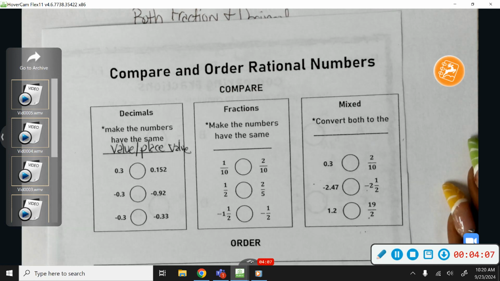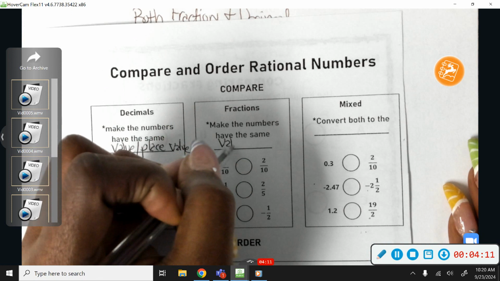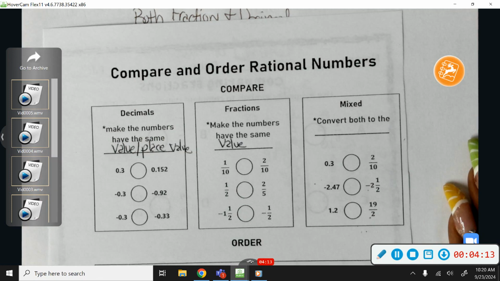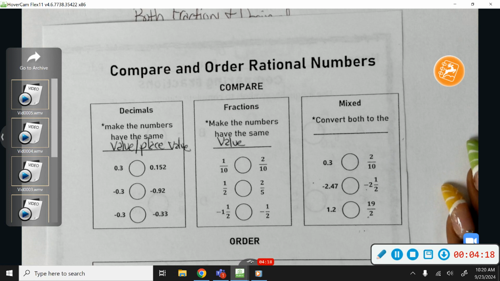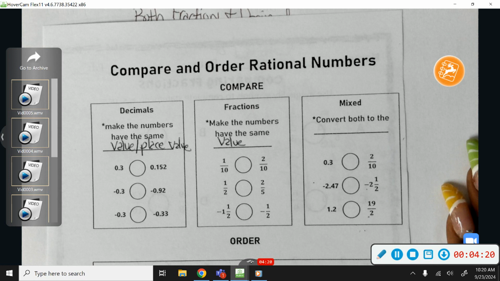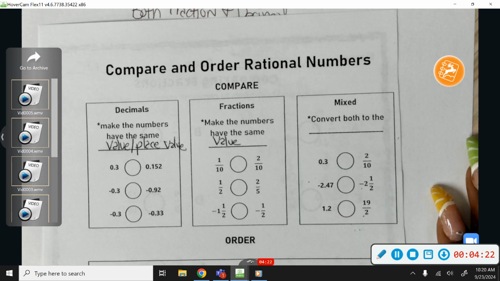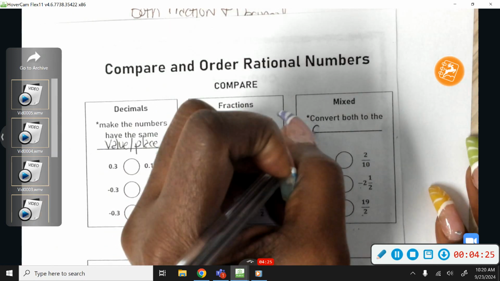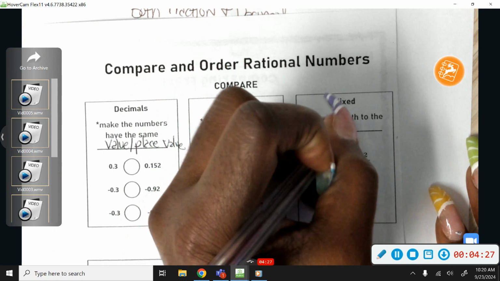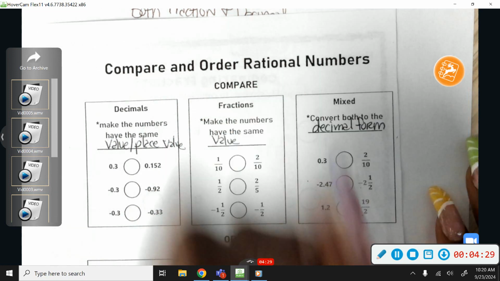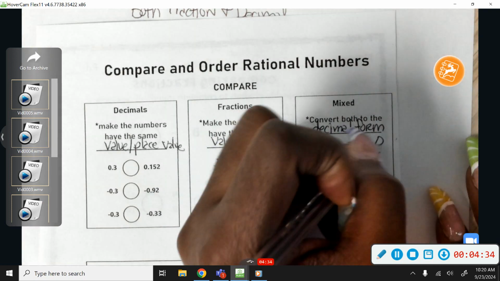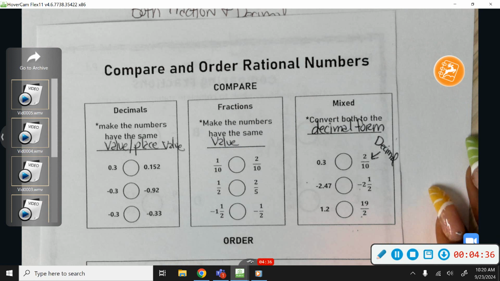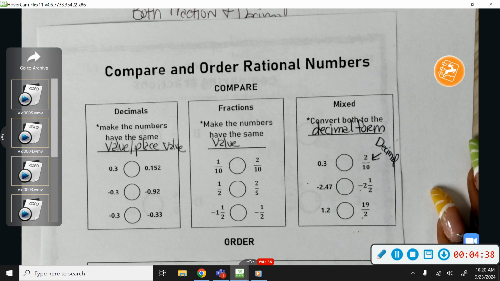When comparing fractions, make the numbers have the same value. Again, same thing. And we can do this by changing our denominator or just simply turn it into a decimal. When it's mixed, again, that's what we just went over. You're going to convert everything into decimal form. And again, you do that just by simply turning my fractions into a decimal. Let me know if you have any questions.